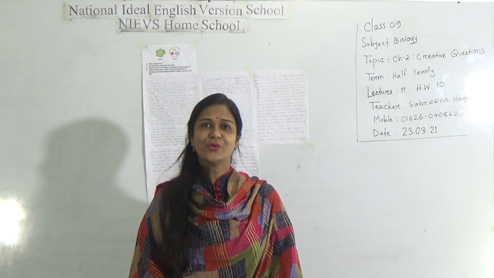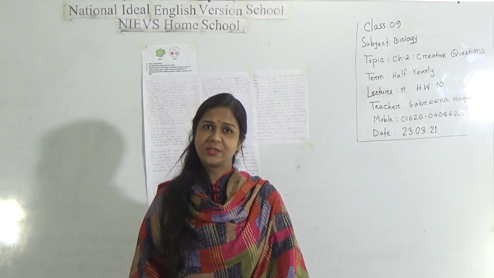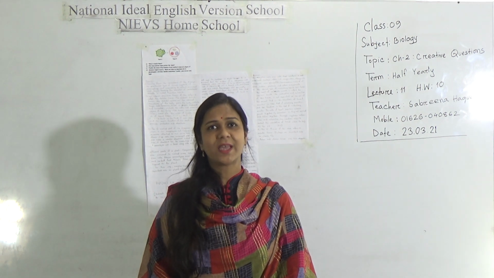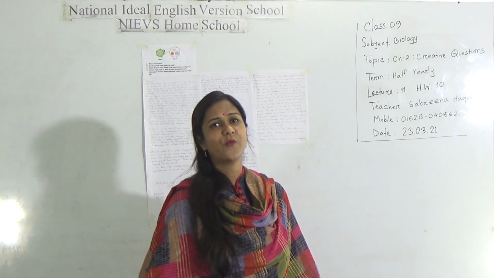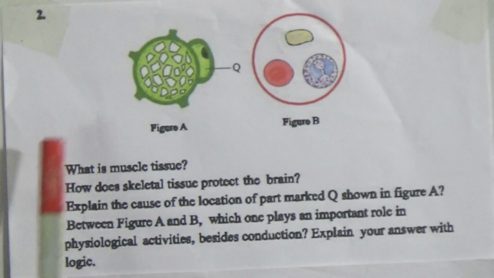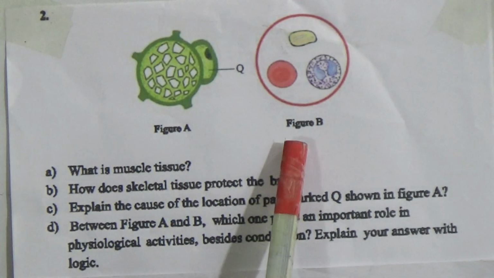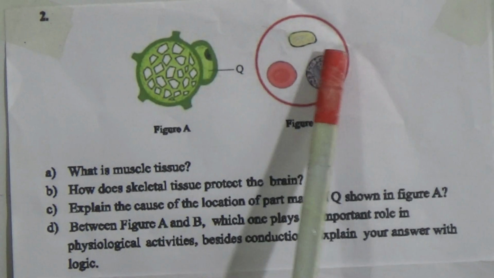Dear students, today I am going to take a biology class for class 9 students based on creative questions and answers, from chapter 2. So let us move to today's topic. Today we will first discuss the second creative question of your exercise, which you will find on page number 47. This is the stem.